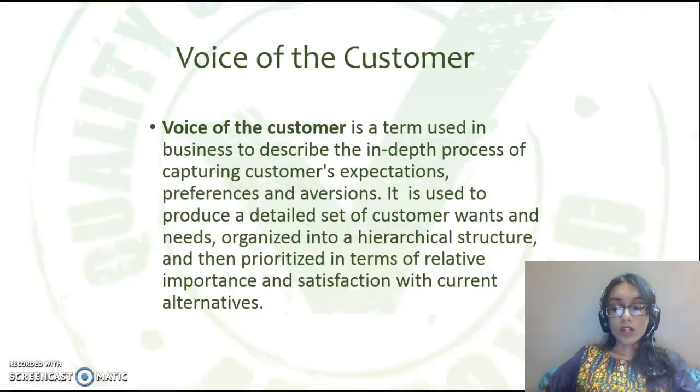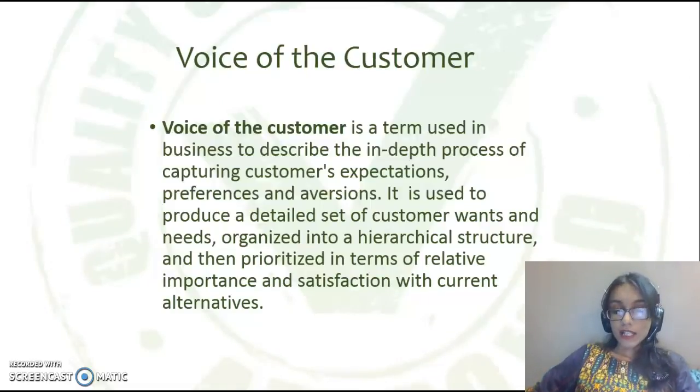Voice of the customers is a term often used when we are talking about business to describe the in-depth process of capturing customers' expectations, preferences, and aversions. It is used to obtain a detailed set of customer wants and needs, which are then organized into a hierarchical structure, prioritized in terms of relative importance and satisfaction, and provided with alternatives.